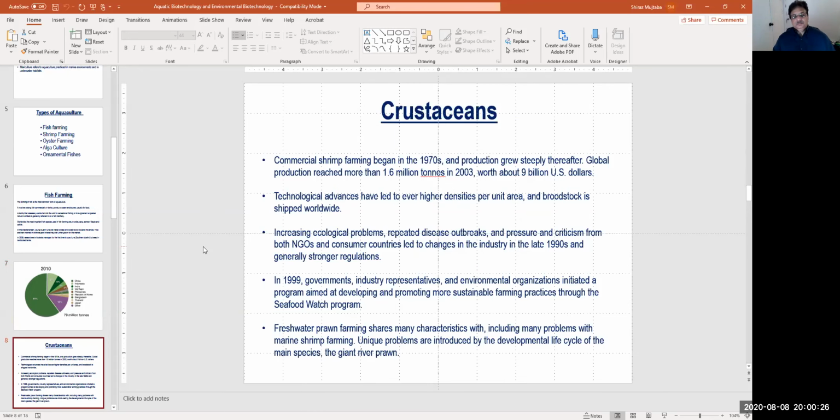Crustaceans. Crustaceans are shrimp and prawns, and they are almost 1.6 million tons, and it brings to the US around 9 billion. But again, I must admit that these are a little bit old data. I am sorry, I should update, but it will always grow.